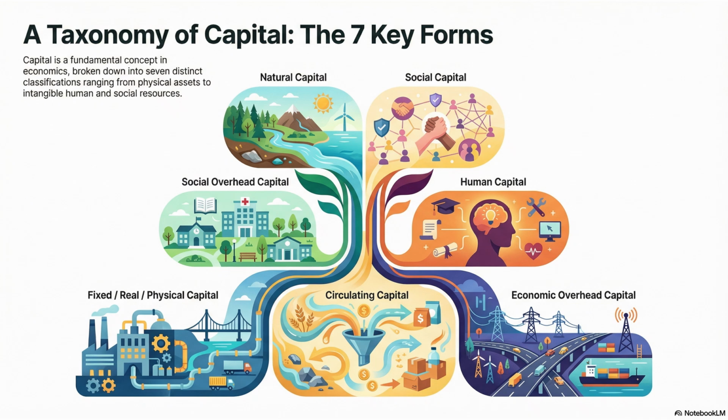Third one, economic overhead capital, that is capital goods which facilitate the production of goods and services and the distribution process of an economy, also called economic infrastructure. Example, ports, airports, and highways. Economic infrastructure encourages domestic and foreign private investment.